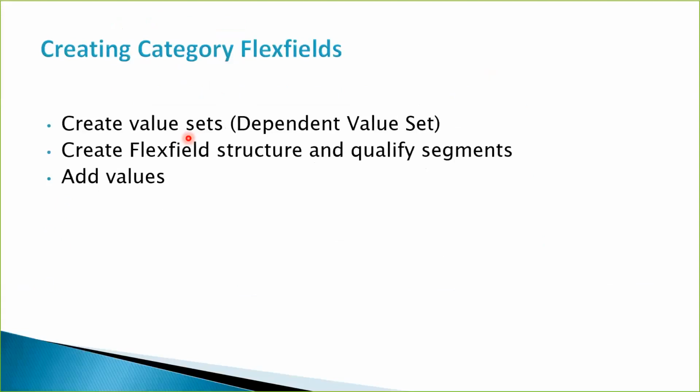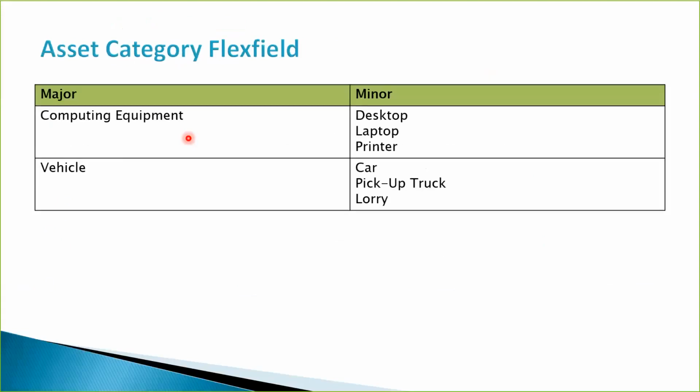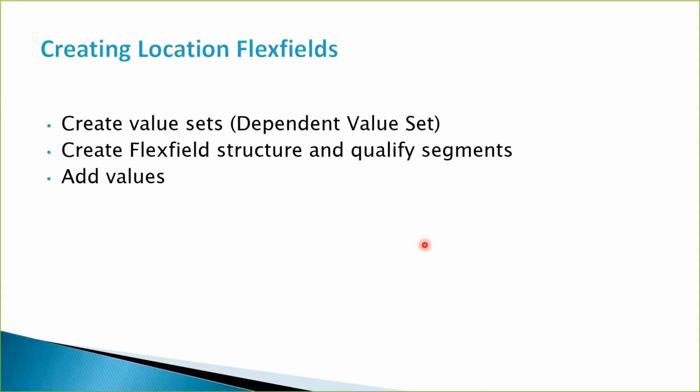So, like I said, we have done this part, and we created four major categories: computing equipment, vehicles, we had earth movers, and furniture, and their subcategories. Okay. So now let's talk about creating the location flex field. Okay.